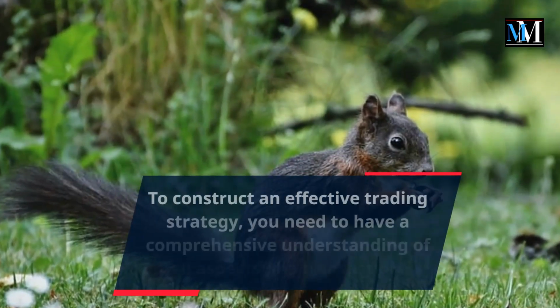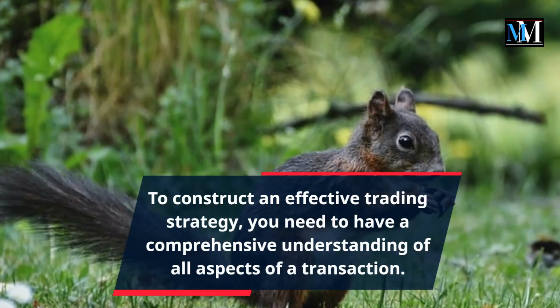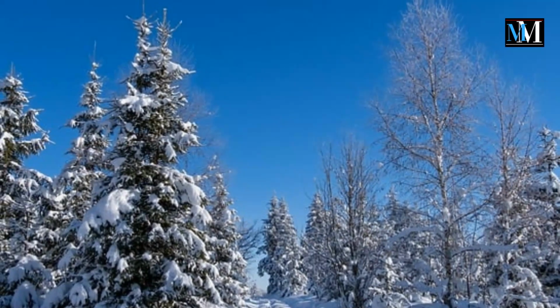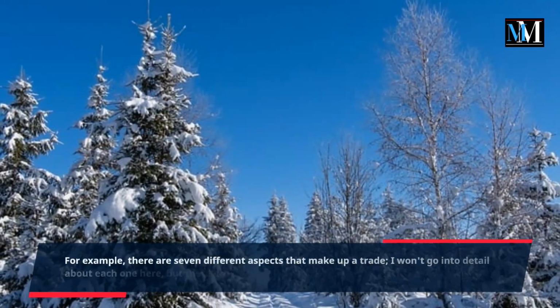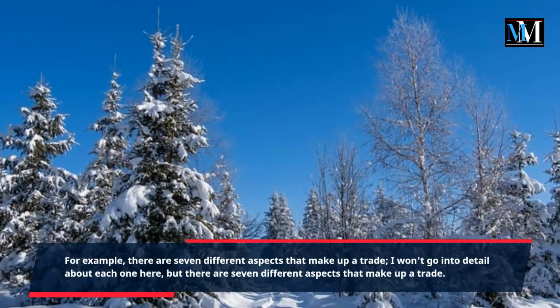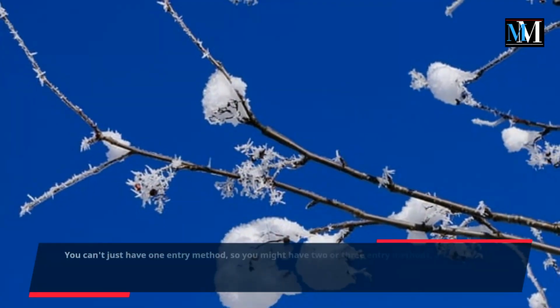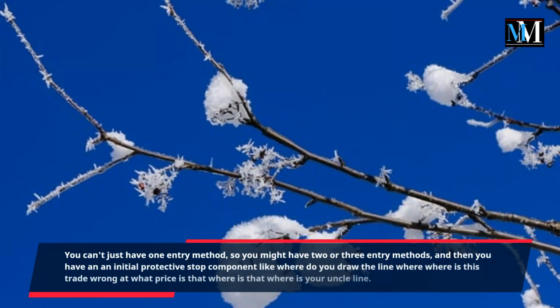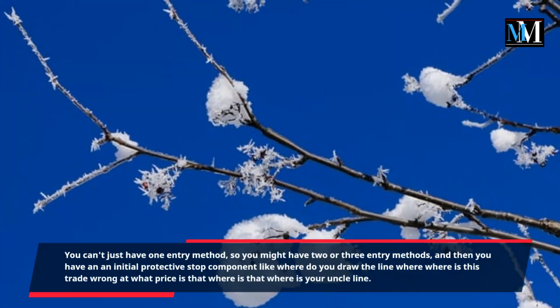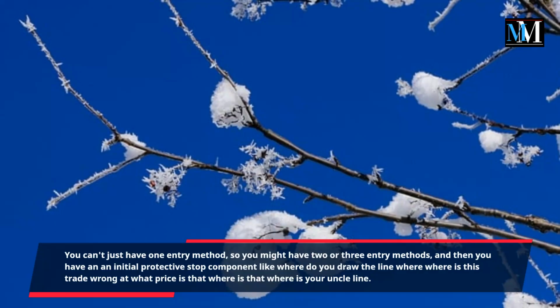To construct an effective trading strategy, you need to have a comprehensive understanding of all aspects of a transaction. For example, there are 7 different aspects that make up a trade. I won't go into detail about each one here. You can't just have one entry method, so you might have 2 or 3 entry methods, and then you have an initial protective stop component, like where do you draw the line, where is this trade wrong, at what price is that line in the sand.